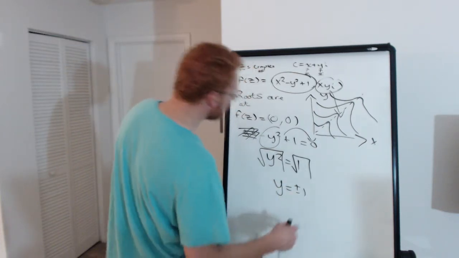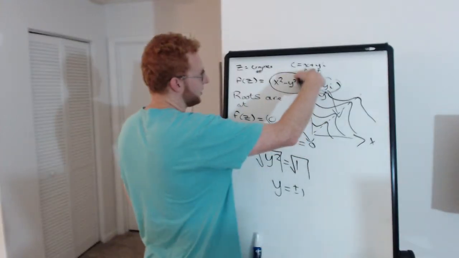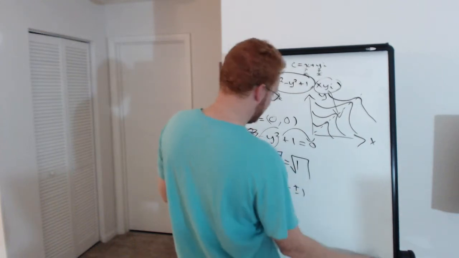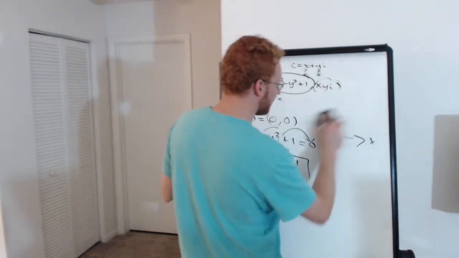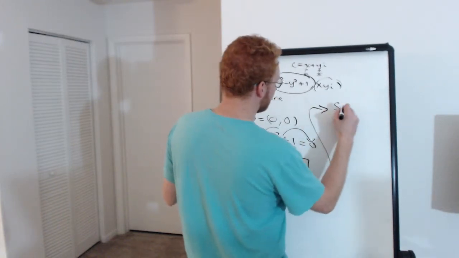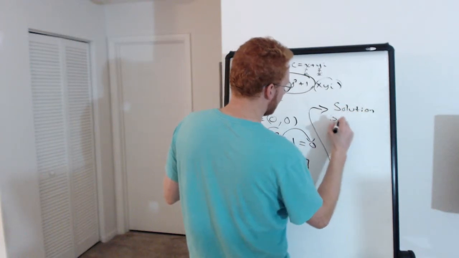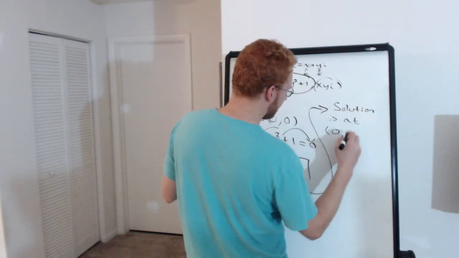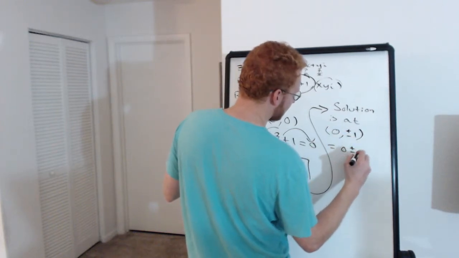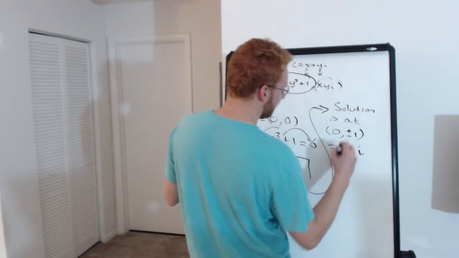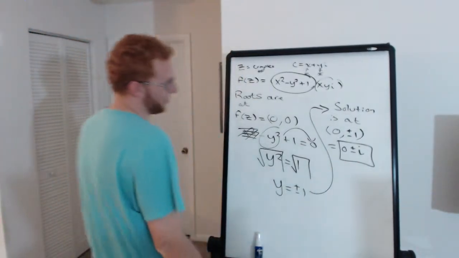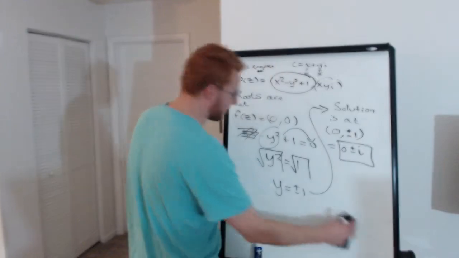So if we go back to here, this is the imaginary component. That says the imaginary component is plus or minus 1. So the solution is at x is 0, imaginary component plus or minus 1, which is 0 plus or minus i. And then you're like, but that just feels so weird. So then I wanted to graph it, because that just felt weird.